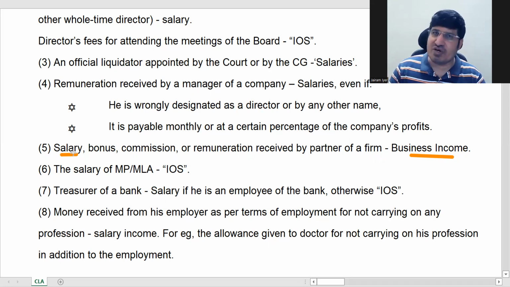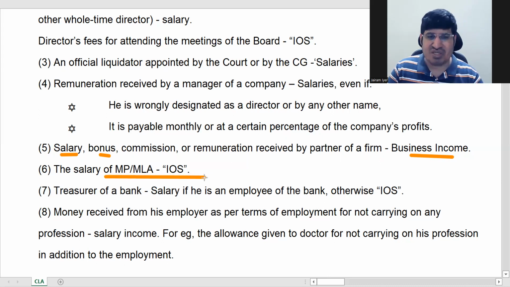दो पार्टनर से वो प्रॉफिट्स ही बांटेंगे ना, वो कुछ अमाउंट को सैलरी करके निकालें, कुछ अमाउंट को बोनस करके निकालें, क्या फर्क पड़ता है, करेक्ट? वो है बिजनेस इनकम. ना सैलरी ऑफ एमपी एमएलए इज इनकम फ्रॉम अदर सोर्सेस, ठीक है?